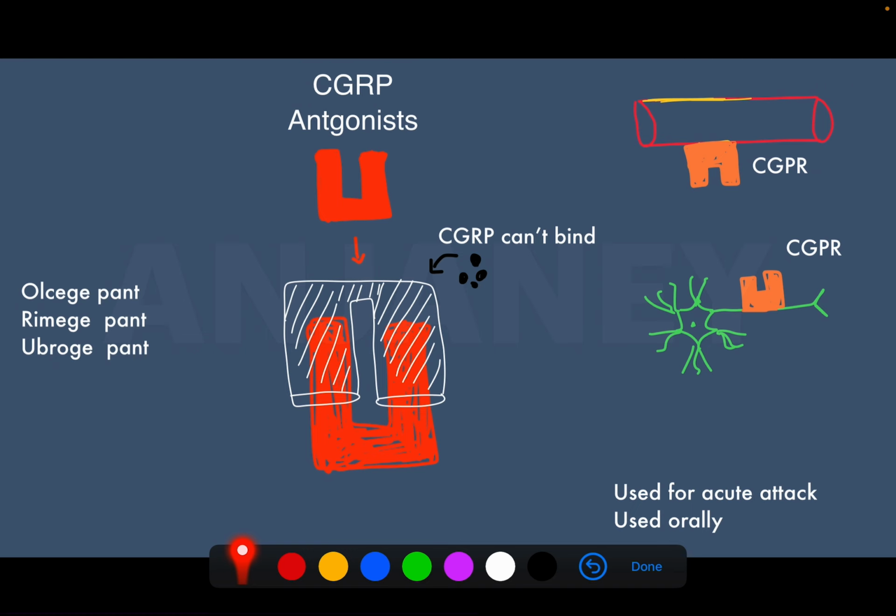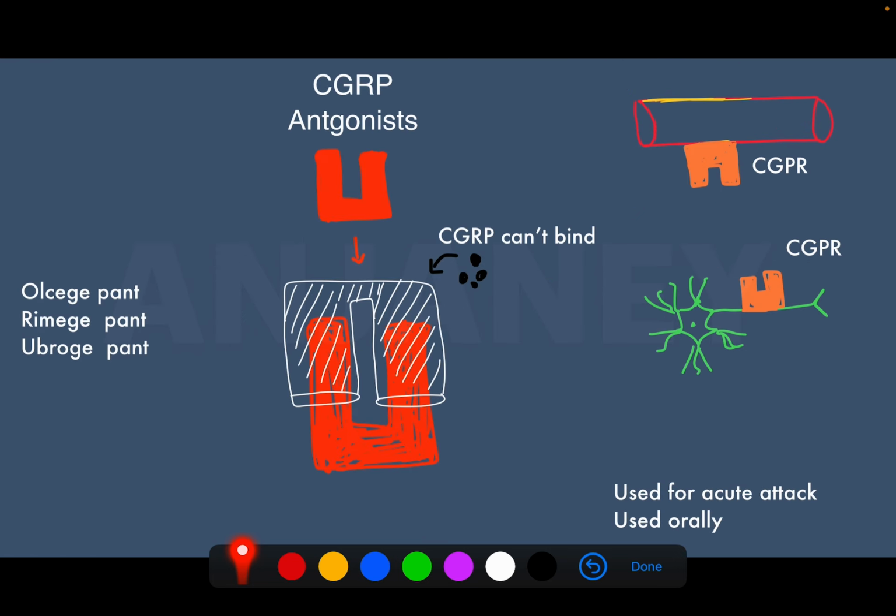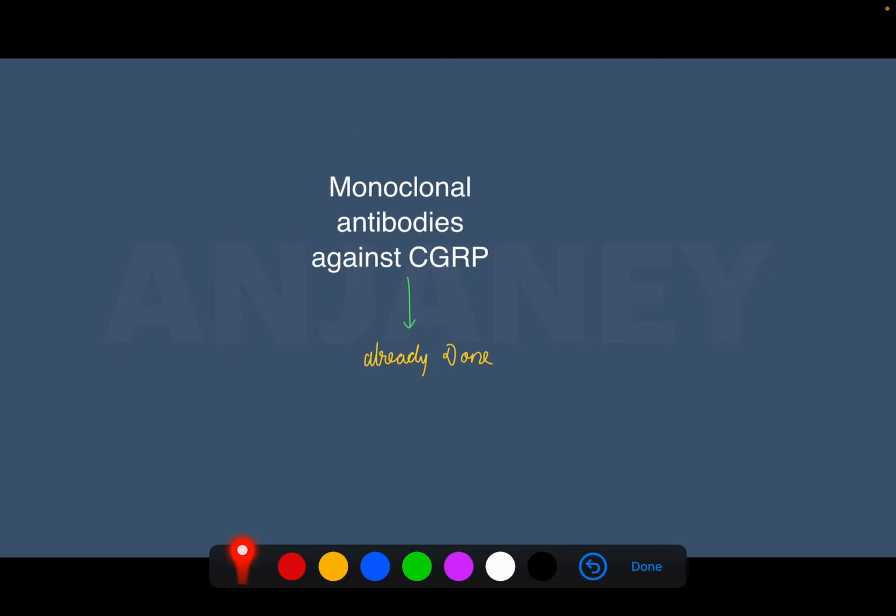Now another drug we have, see, earlier we studied these CGRP antagonists. These were the monoclonal antibodies. Now there are some new drugs which are CGRP antagonists. So what they do is they don't allow CGRP to bind here, right? So how are we going to prevent it? We put this CGRP inside this pant. So we have the gepant drugs which are going to inhibit this CGRP binding here, because they are antagonists. They will bind to this receptor, right? So these are the CGRP antagonists, and they are used for acute attack and used orally. So we are done with this. Now monoclonal antibodies against CGRP, we have already done this.